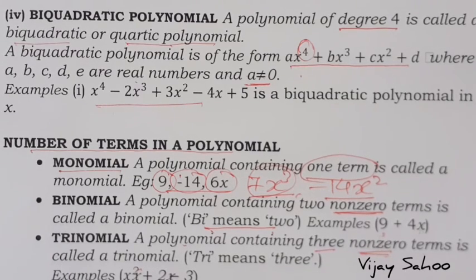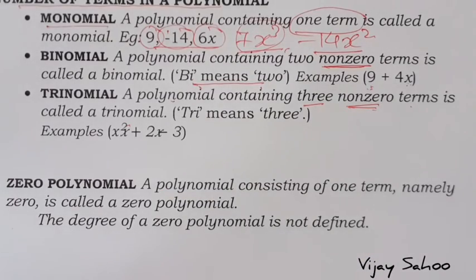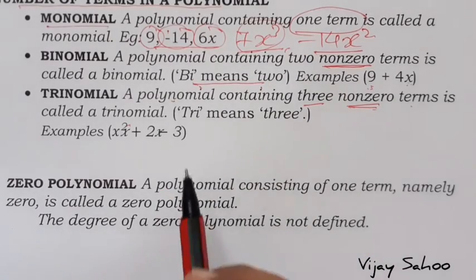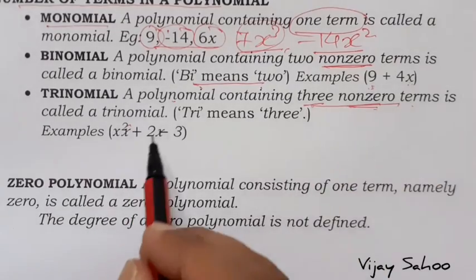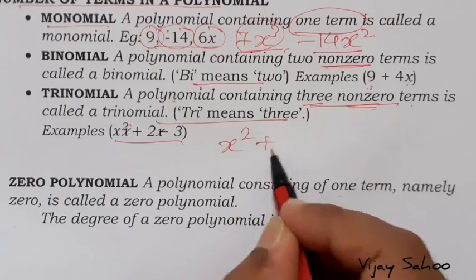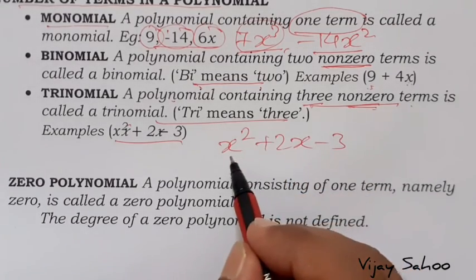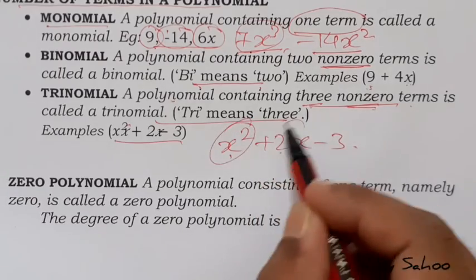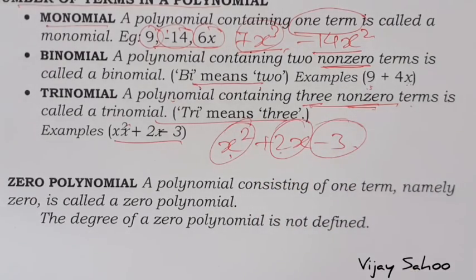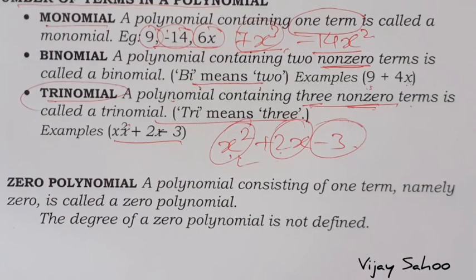Okay. Example, you could see here the trinomial. I've already explained to you that tri means 3. So an example is given to you. Let us take x square plus 2x minus 3. So we'll count the terms. If I split it, I'll be getting 1, 2 and 3 terms. So 3 terms means what? It is a trinomial.